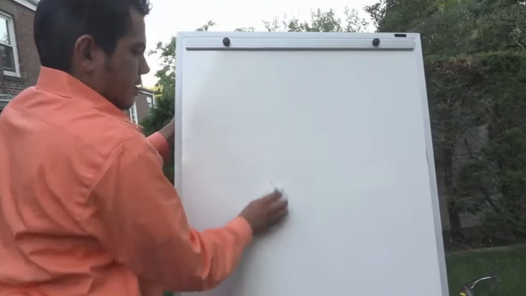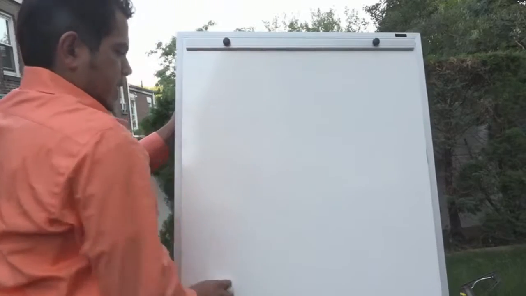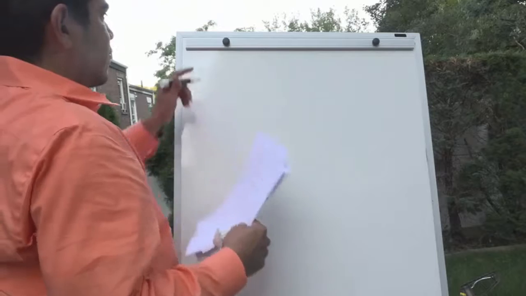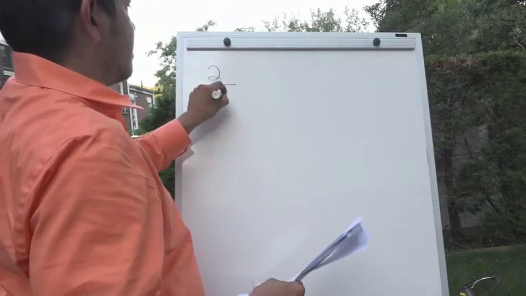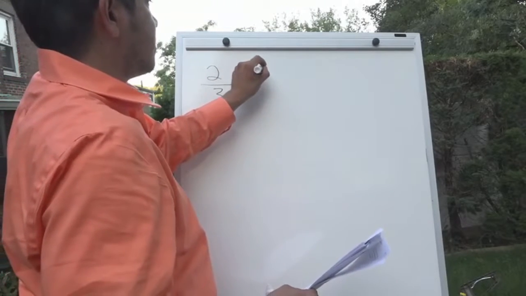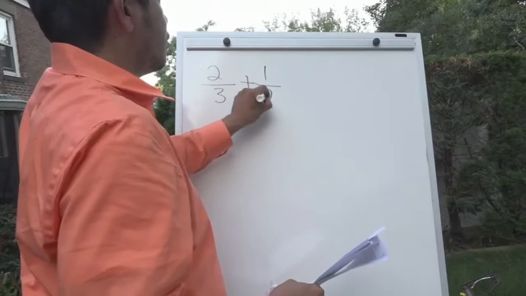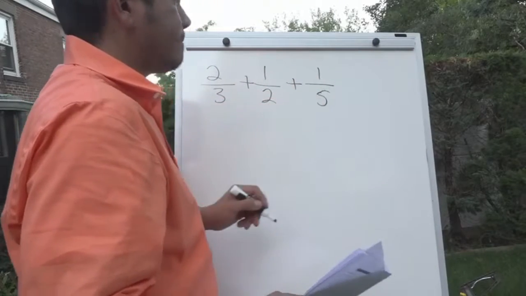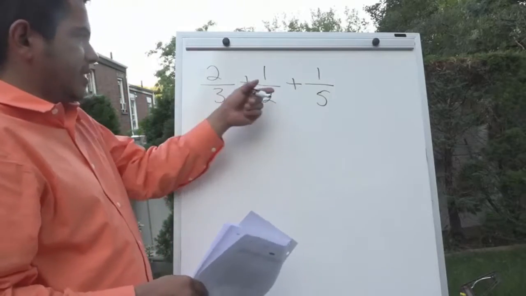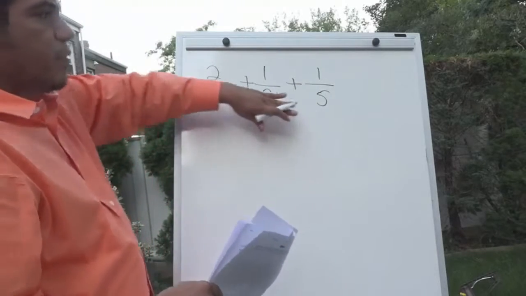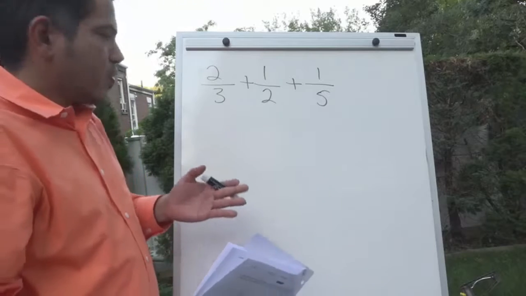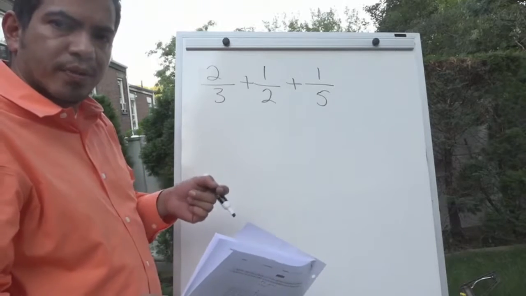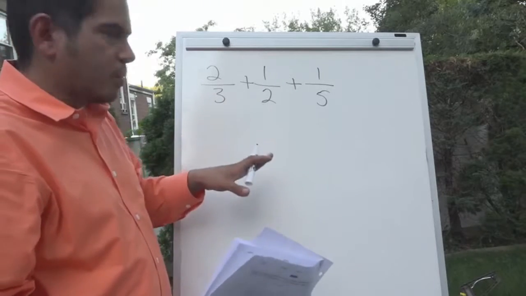lowest common denominator. Okay? The lowest common denominator. For example, if you have 2/3 plus 1/2 plus 1/5. Okay? And you're supposed to add this. Well, the first thing that we do is we find the lowest common denominator, or also called the minimum common multiple. Let's call it LCD, lowest common denominator.